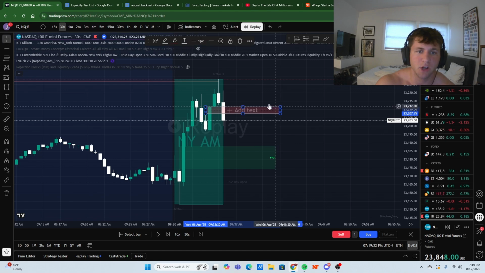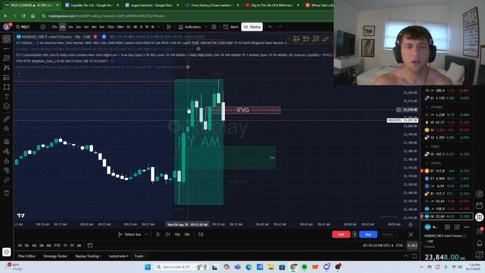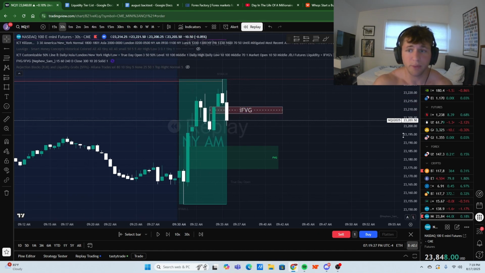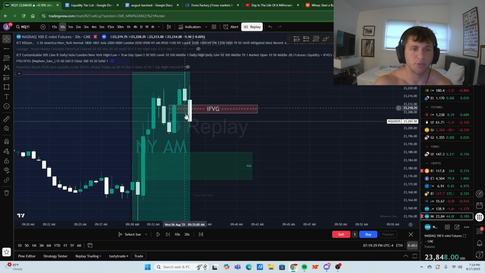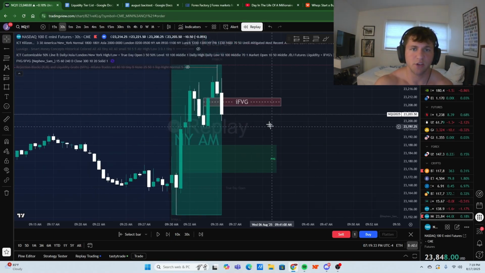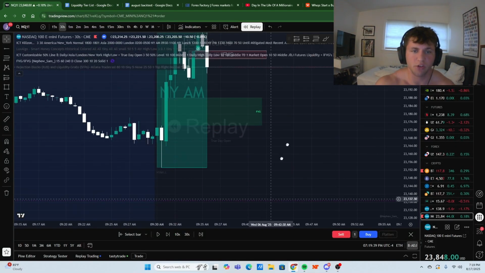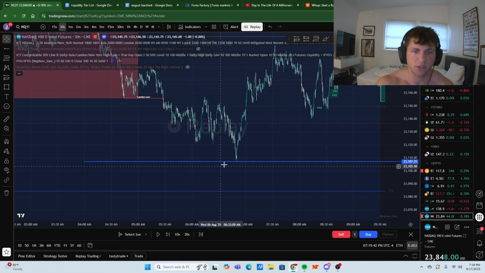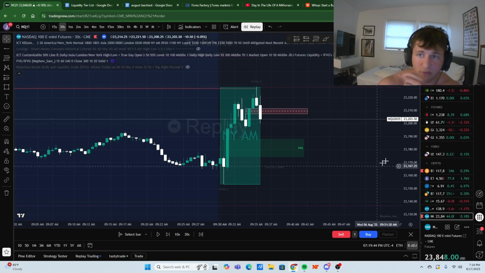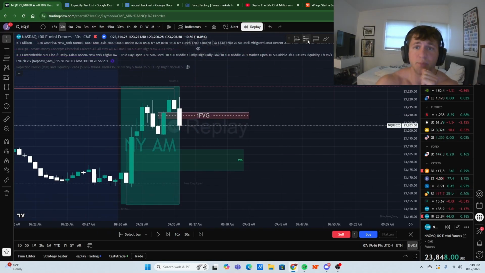So let's talk about this trade. Immediate reaction. Great momentum through the gap. 30-second inverse. We're in premium because, as you can see, the 50% is down here. So we're shorting in premium. Great reaction in the kill zone. Good momentum. Clear draw on liquidity would be the 50% and also these lows that I marked out. So if this fails, this is the problem.